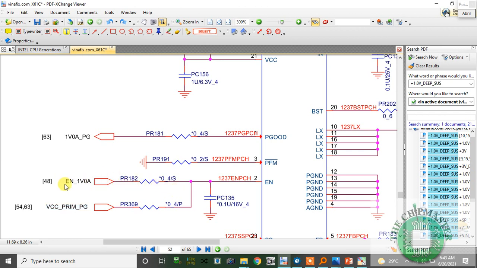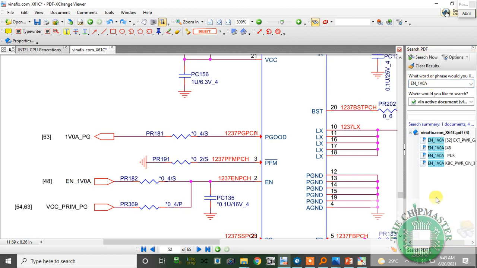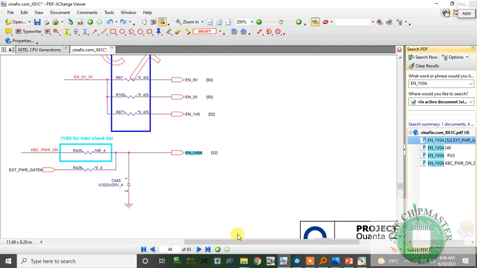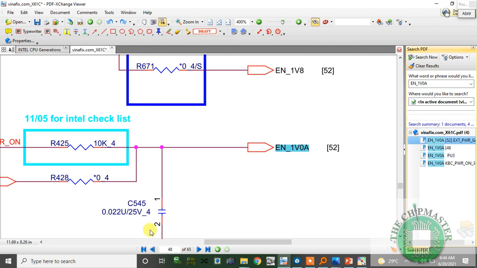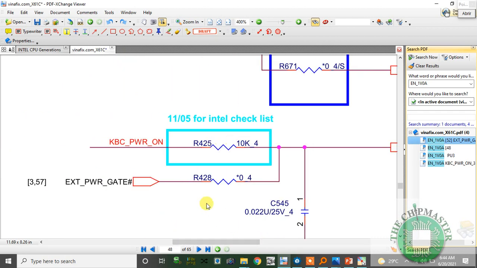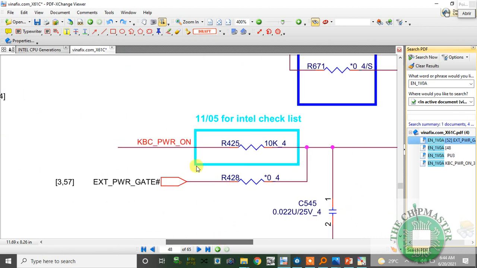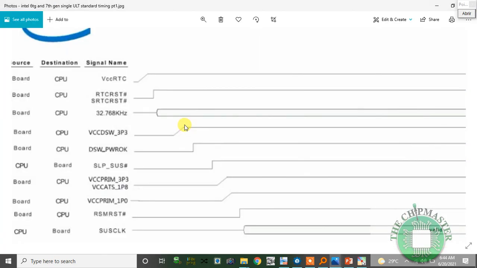Oh, sorry, this is coming from another part. This is a direct connection. See who is sending that. Alright, KBC power on. See, it is being renamed to one. After coming to this 10k resistor, it is being renamed to enable 1V0 always. So this is also powered by light sleep. So they are all light sleep power supply, right? So VCC PRIM 3P3, VCC ATS 1.8, VCC PRIM 1.0.